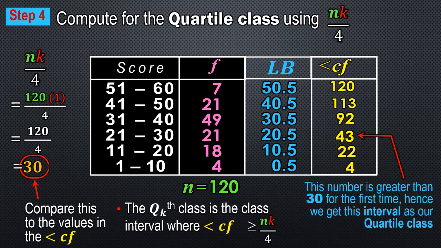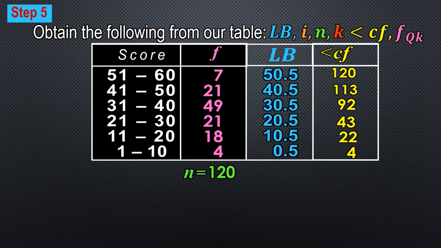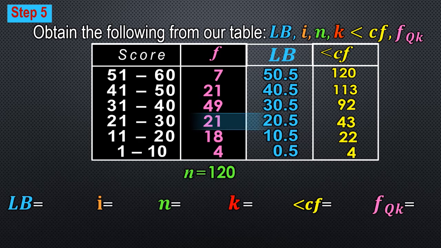Now, we are going to mark 43, 20.5, 21, and 21 to 30 as our given. Next, for step number 5, we are going to obtain the following from our table: LB, I, N, K, less than CF, and the frequency of the quartile class. By looking at the table, look at the highlighted numbers. For the lower boundary, we have 20.5. For our I, we have 10.